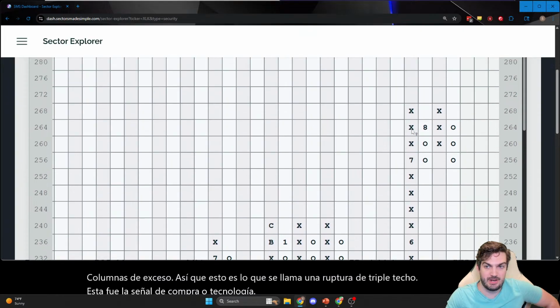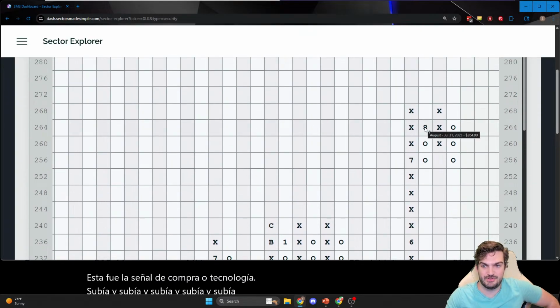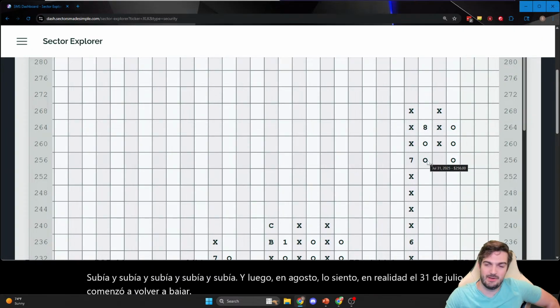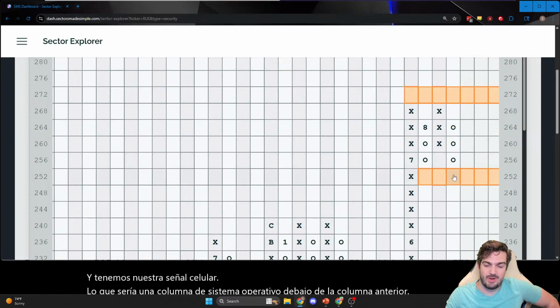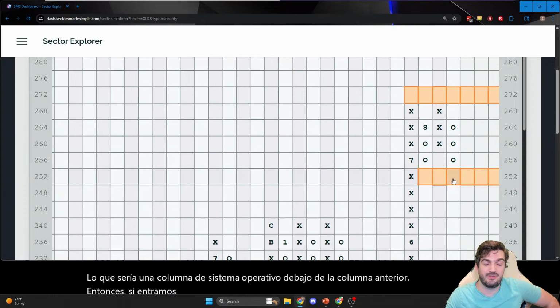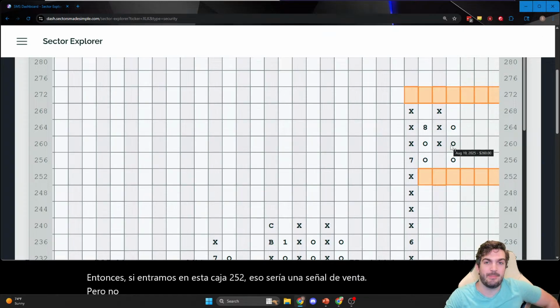It went up and up and up and up and up. And then in July 31st, it started to go back down. Now we have two new lines. We have our buy signal again, which would be in line with the 272. And we have our sell signal, which would be a column of O's going below the previous column. So if we went into this 252 box, that would be a sell signal. But we're not there yet. We're still in a buy signal.